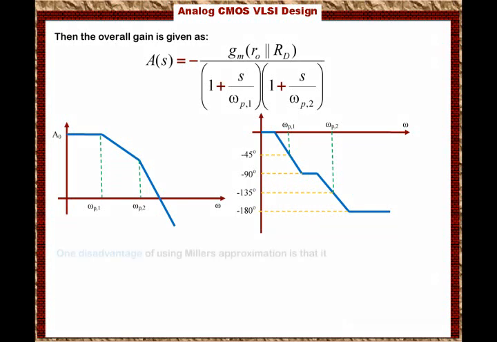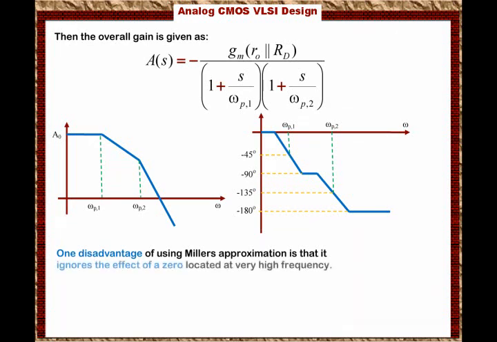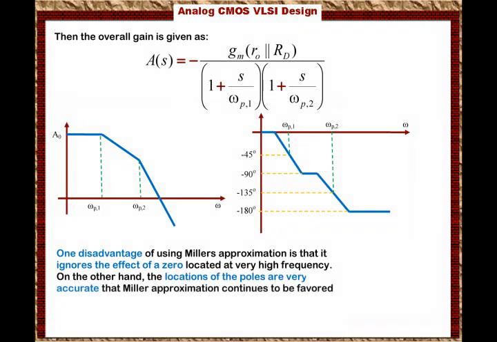One disadvantage of using Miller's theorem is that it ignores the effect of a zero located at very high frequency. There is a zero created by a shunted capacitor. Miller's theorem ignores that zero. On the other hand, the locations of the poles are very accurate, so Miller's approximation continues to be favored by most engineers. Most designers will use Miller's approximation to locate the poles of the amplifier, even though it ignores that zero at very high frequency.